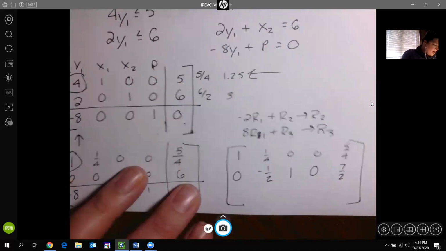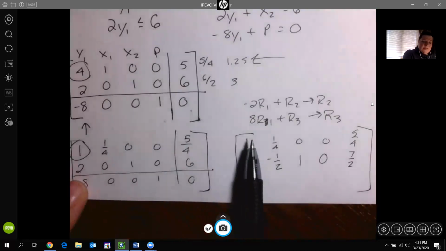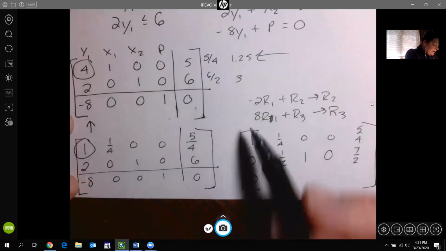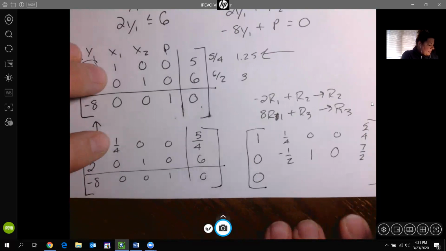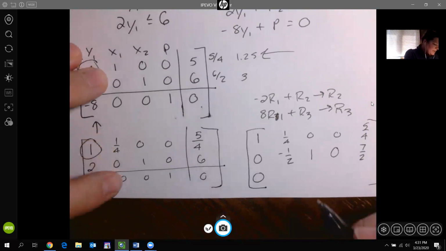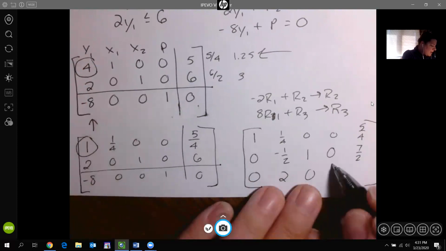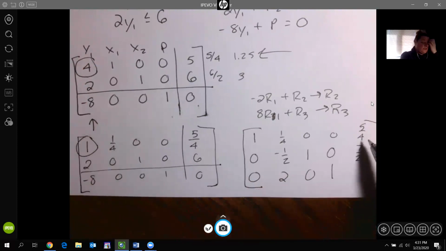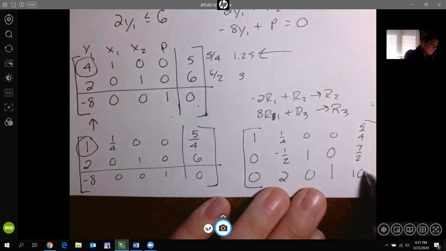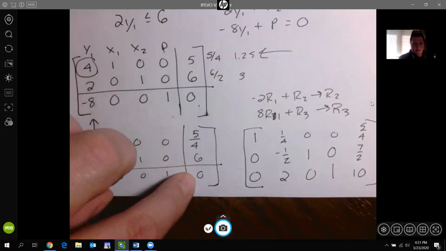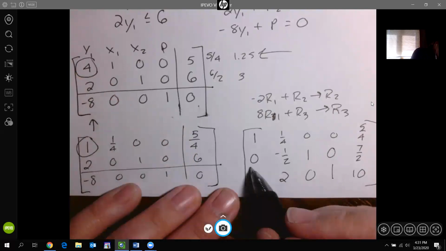And then the bottom row, I need to take 8 times over here. So 8 times 1 plus the -8 is going to give me 0. So I have what I wanted. 8 times 1/4 is 8 divided by 4, which is 2, plus 0 is 2. And then 8 times 0 plus 0 is 0. 8 times 0 plus 1 is 1. 8 times 5/4 is 10, plus the 0. So it was 10 plus 0. All right, so we have our solution here.